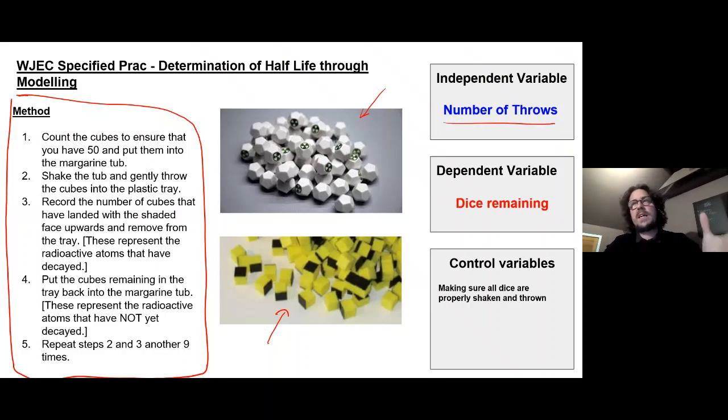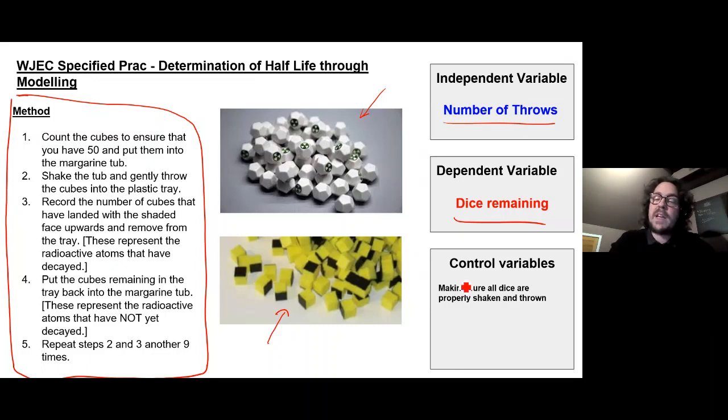So you throw the dice, you put to one side the ones that decayed, they are gone, and then you pick up the remaining and you do it again. All right. The dependent variable then is the number of dice remaining that haven't decayed, and they represent the number of radioactive isotopes that you've got left.